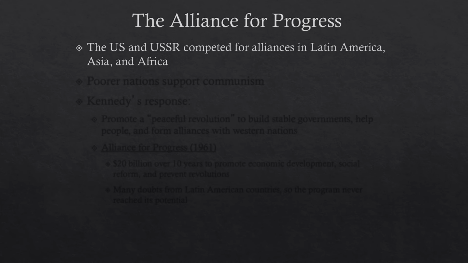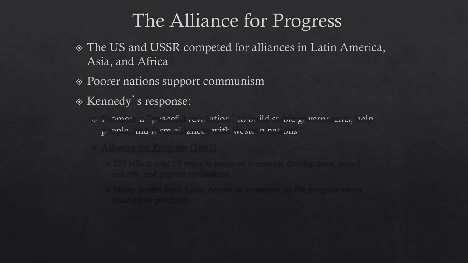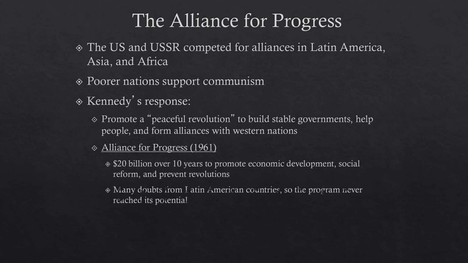Of all areas in the world, Kennedy was most concerned about the Latin American countries because they were in our hemisphere. So he wanted to protect our half of the globe. Like I said, the poorer nations supported communism. So Kennedy proposed the formation of what becomes known as the Alliance for Progress.